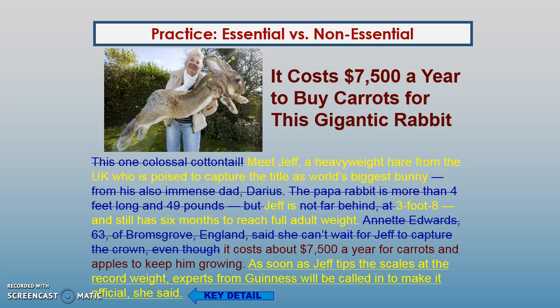That could lead us back to information about the cost. Here's the super essential piece of information, or the most important thing that we should take away, that it costs about $7,500 a year for carrots and apples to keep him growing. So it expands on the information that we get out of the title. It's not just about carrots, it's about apples as well, to feed the gigantic rabbit to keep him growing.